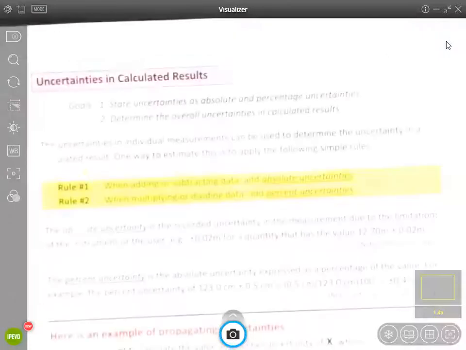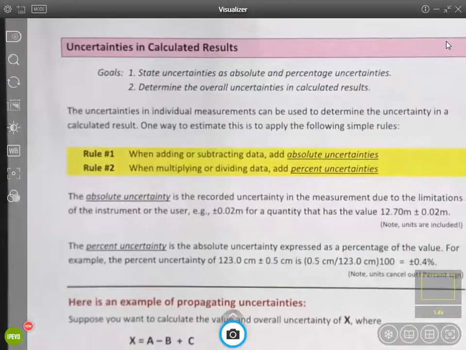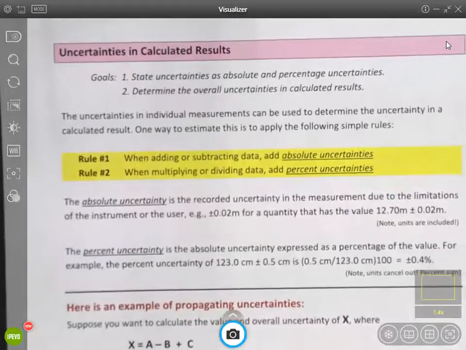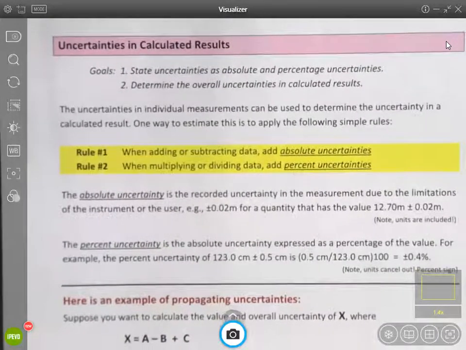So on page 3, top of page 3, we're going to go over first the rules that we use for propagating uncertainty. Our goal here today is to state uncertainties in both absolute and percentage form, and to determine overall uncertainty when we do a calculation. There are 2 rules that we're going to follow for this. The first rule is when you add or subtract data, you add the absolute uncertainties. In rule 2, when you multiply or divide data, you add the percent uncertainties.